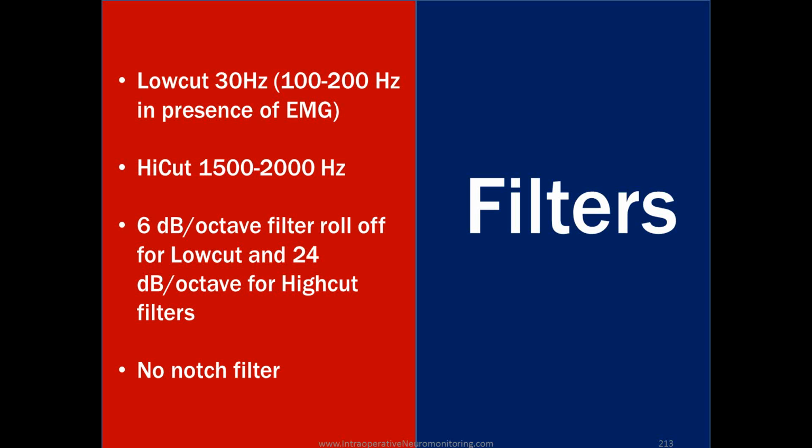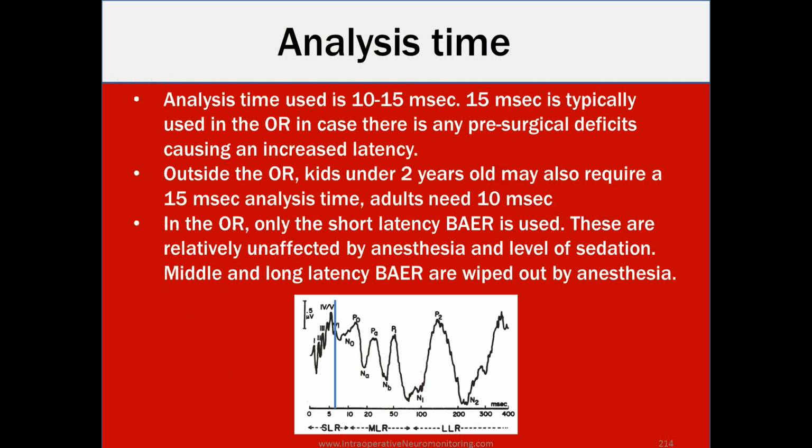Filter settings. We have a low cut of 30 hertz, or 100 to 200 hertz if there's too much EMG artifact or muscle artifact. A high cut of 1500 to 2000 hertz. 6 decibels per octave filter roll-off for the low cut, and the more efficient 24 decibels per octave for the high cut filters, and no notch filter.